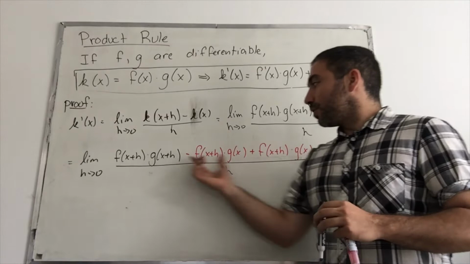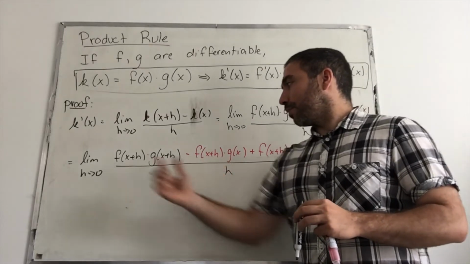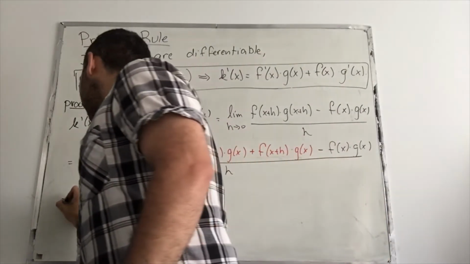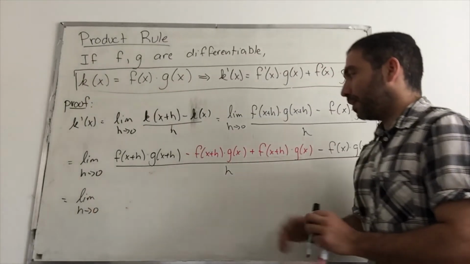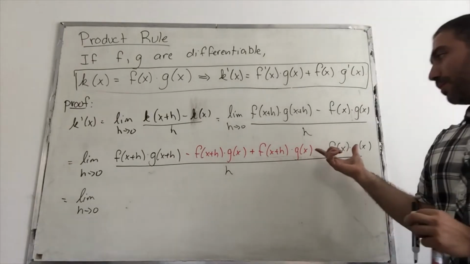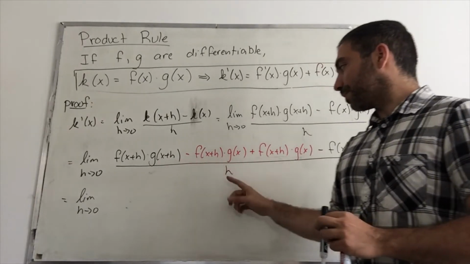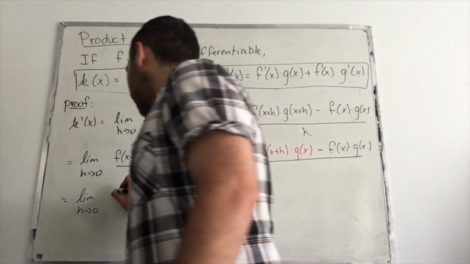Now, if we look at the first two terms, we're going to factor out an f of x plus h. So limit as h tends to 0. I'm going to essentially split the first two terms from the last two terms, giving us f of x plus h.